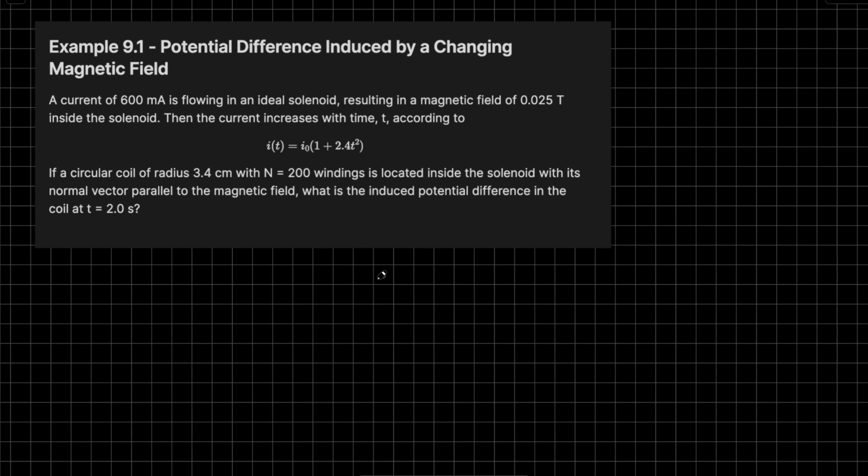Example 9.1, potential difference induced by a changing magnetic field. A current of 600 milliamps is flowing in an ideal solenoid, resulting in a magnetic field of 0.025 Tesla inside the solenoid. Then the current increases with time t according to I of t equals I0 times 1 plus 2.4 t square. If a circular coil of radius 3.4 centimeter with n equals 200 windings is located inside the solenoid with its normal vector parallel to the magnetic field, what is the induced potential difference in the coil at t equals 2 seconds? So we have a solenoid.